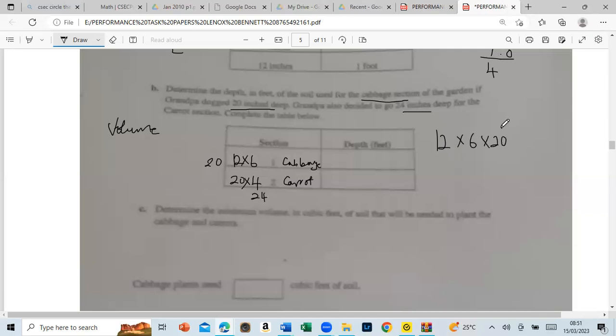This is really long though. So in all we get 1,440.